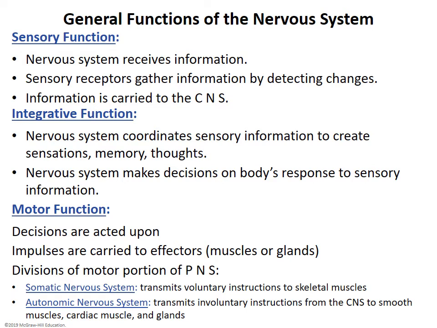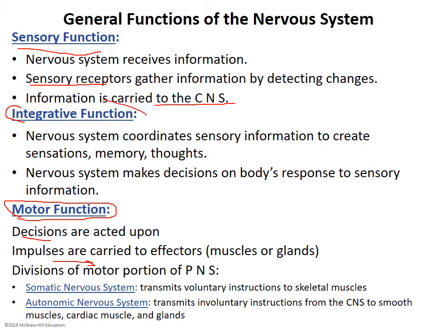Now, the general functions of the nervous system is kind of the same pattern. We're going to have a sensory function, which is going to take information and bring it into, carried to the central nervous system. So this is the sensory receptors. I'm going to come back to this integrative, all right? But then the other one we looked at earlier just now was this motor function where things have been decided on, and I'm going to have an impulse that goes from the central nervous system to the peripheral nervous system.